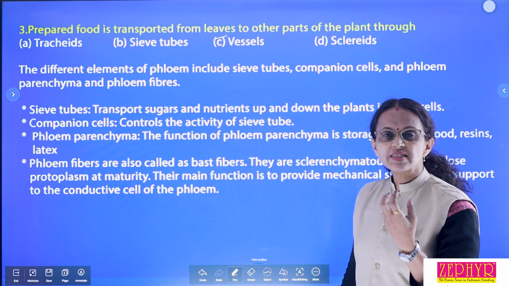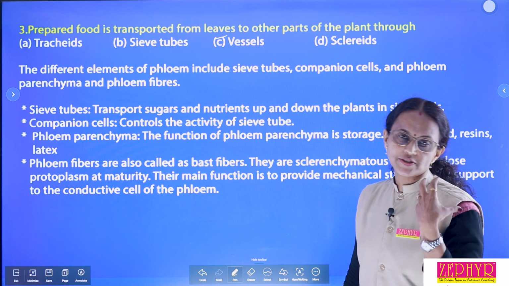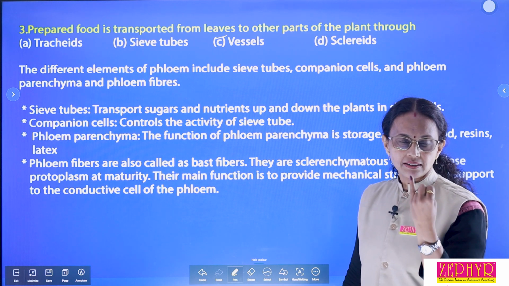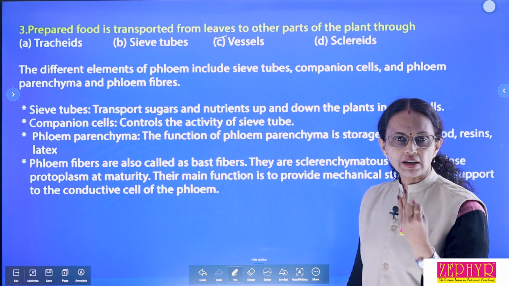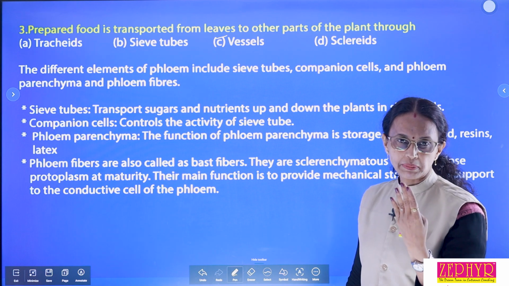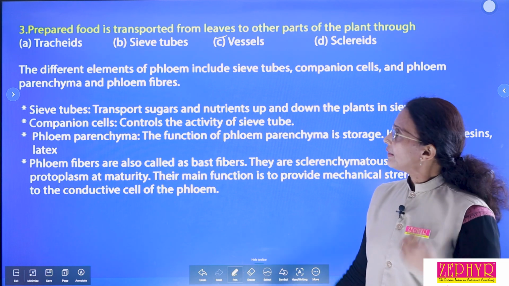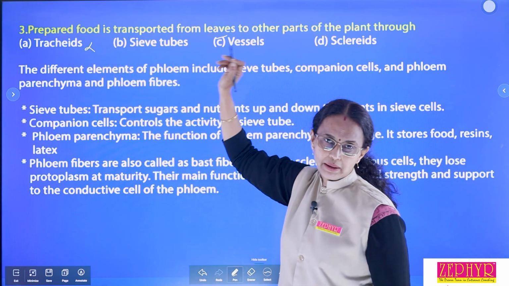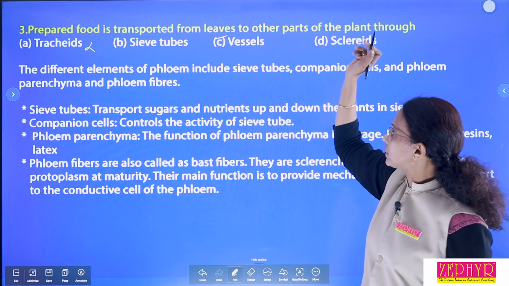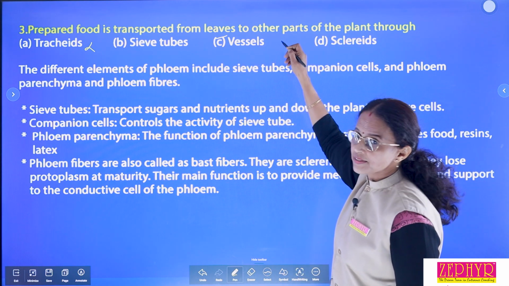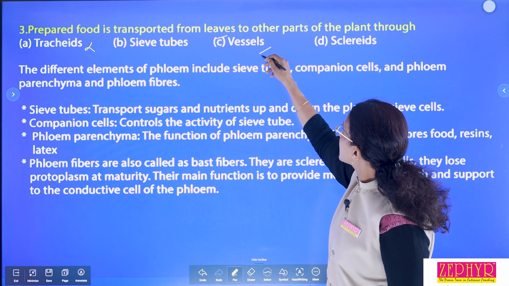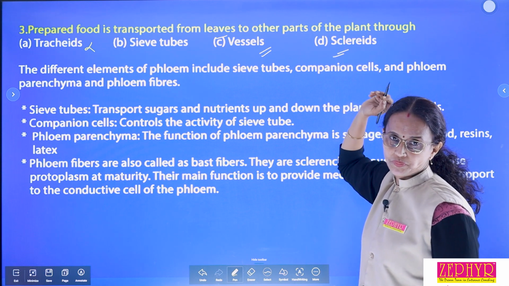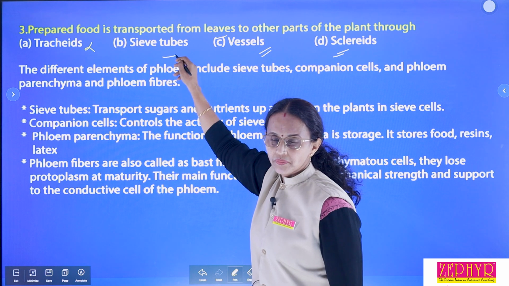What are the elements of xylem? You know that xylem is a complex tissue, and its elements are tracheids, vessels, parenchyma, and xylem fiber. Xylem is water conducting tissue. So tracheid is a xylem element, and the function of xylem is conduction of water. Vessel is also an element of xylem. Sclereid is sclerenchymatous tissue.